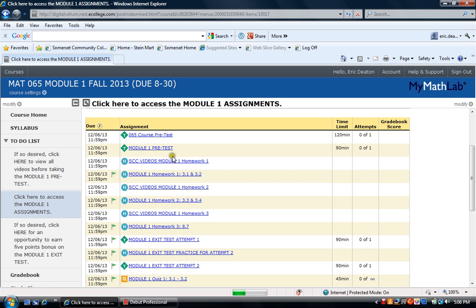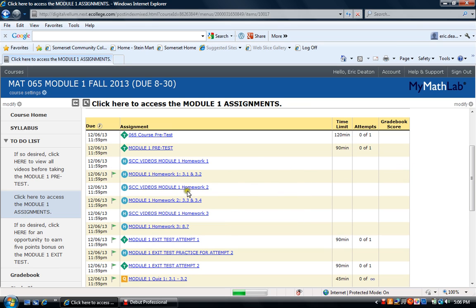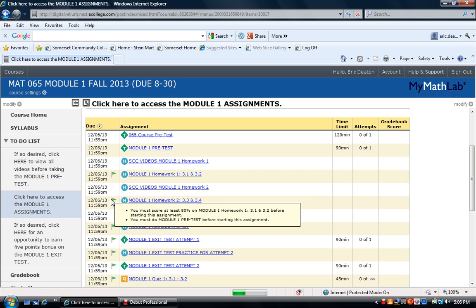It's actually a bad thing to guess on the pretest. And furthermore, the homework assignments do not open up until you do the pretest. That's why these flags are here. You've got to do the pretest first before homework 1 will pop up, and you can't do homework 2 until you do homework 1.